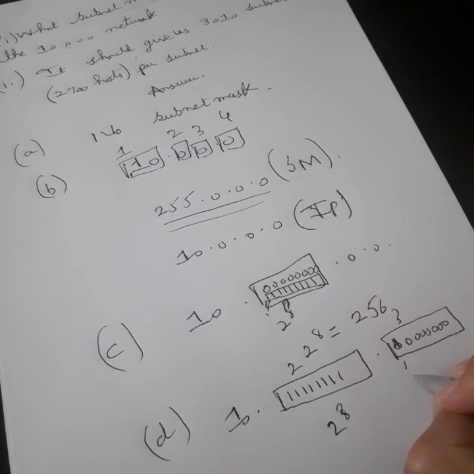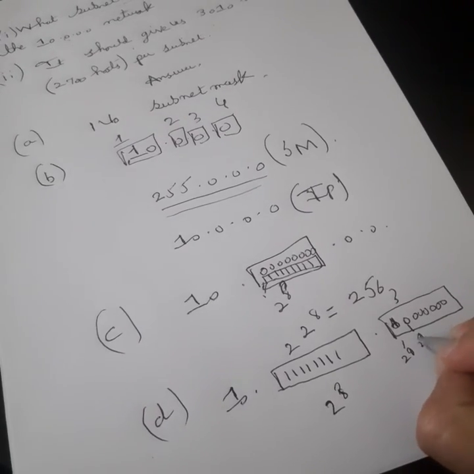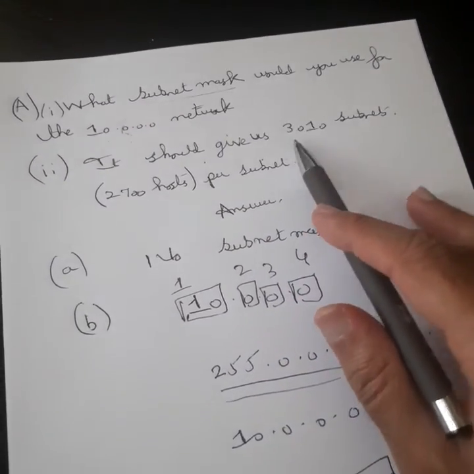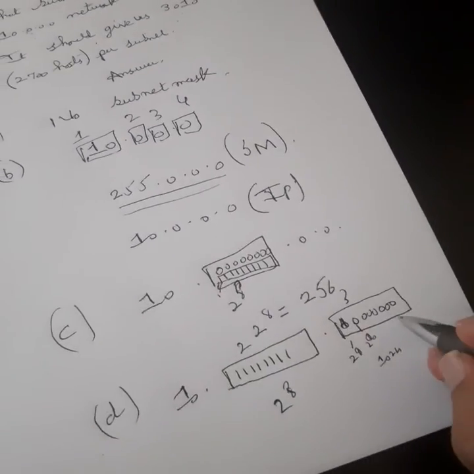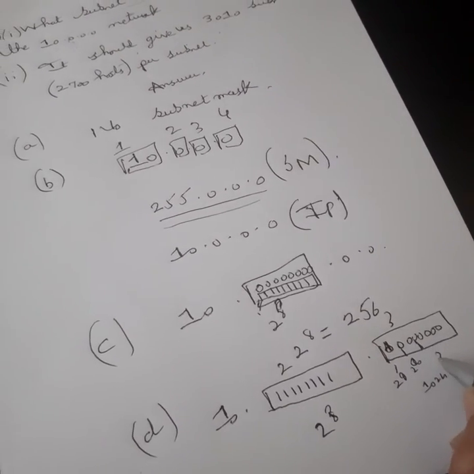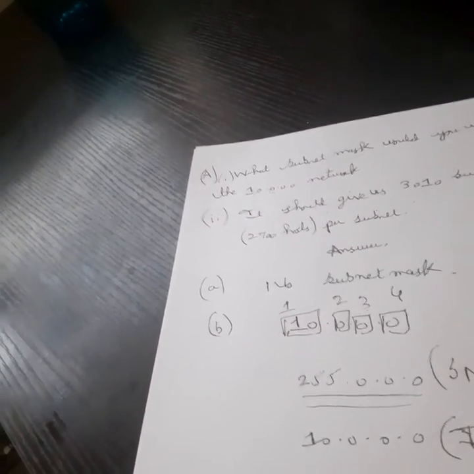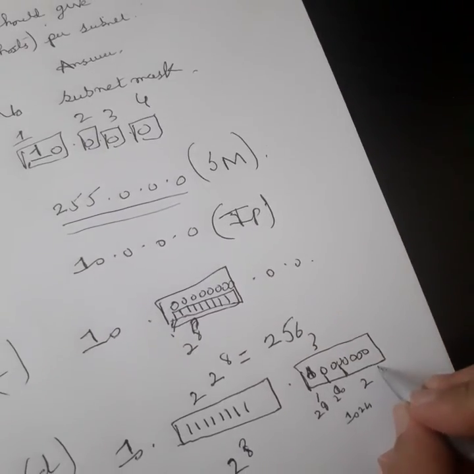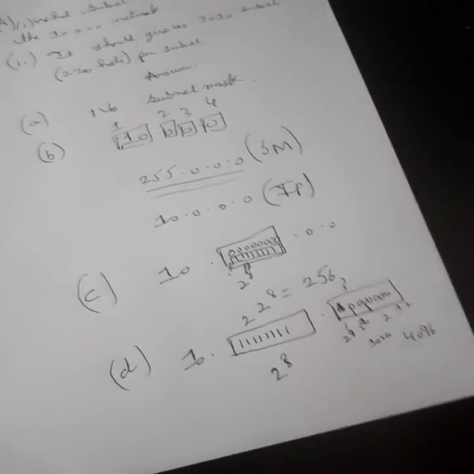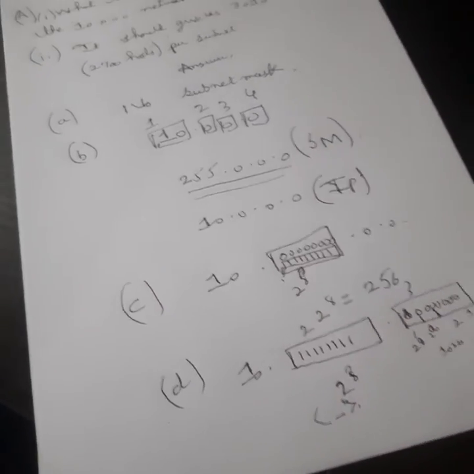2 power 9 gives us 512. 2 power 10 gives us 1024. Remember, we have to go till 3010. Similarly, we'll carry on. The one which will match is 2 power 12, I think. 2 power 12 is the one which will match, because 2 power 12 is 4096.